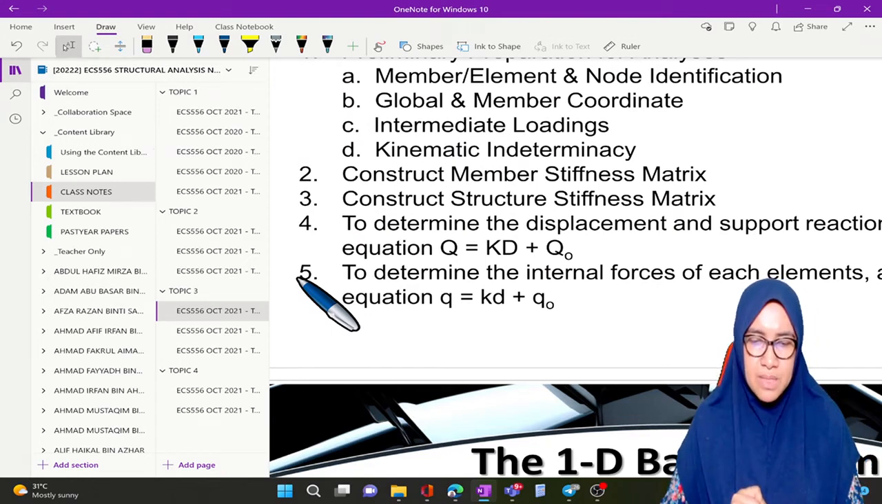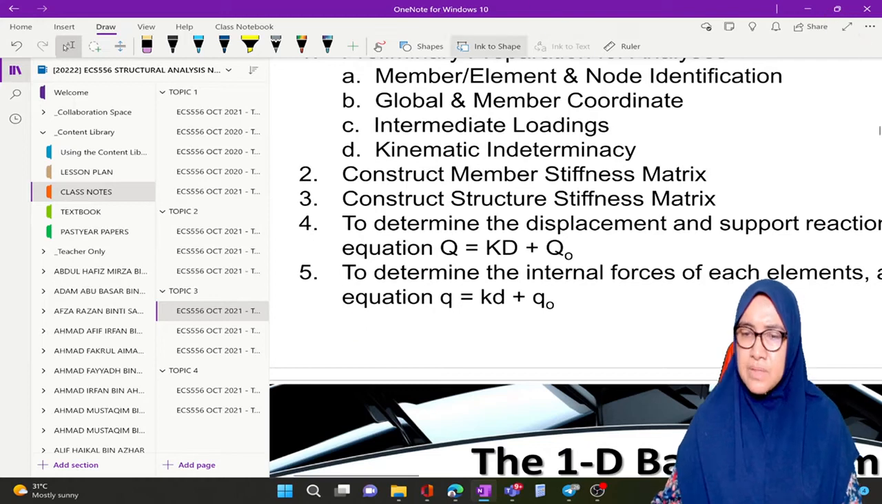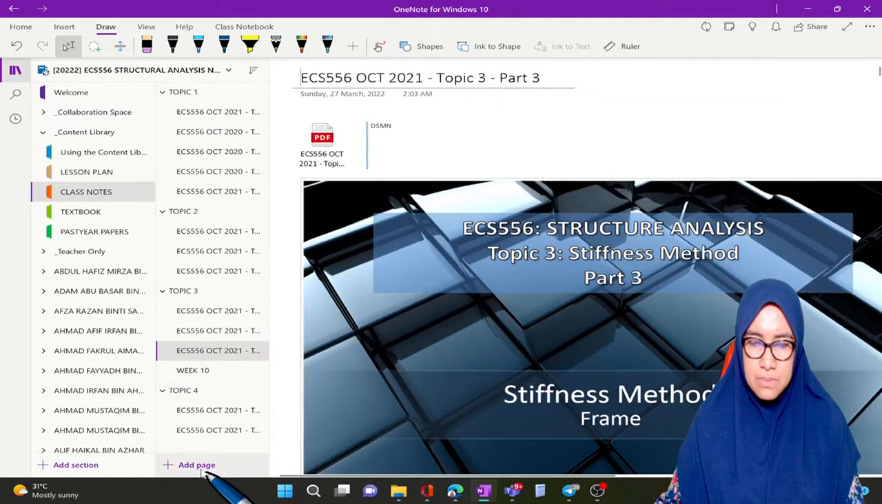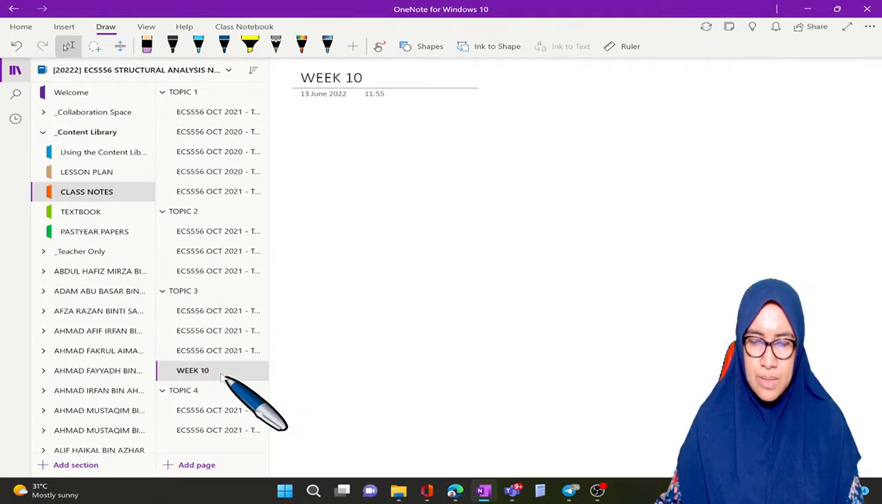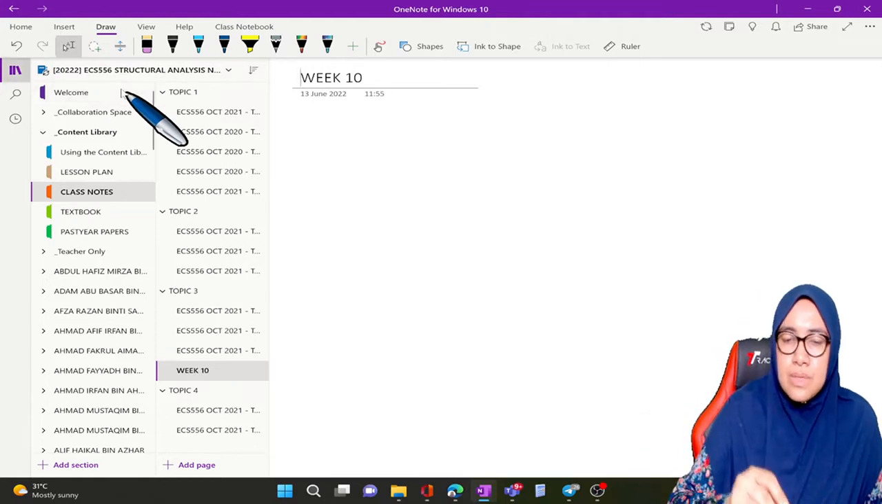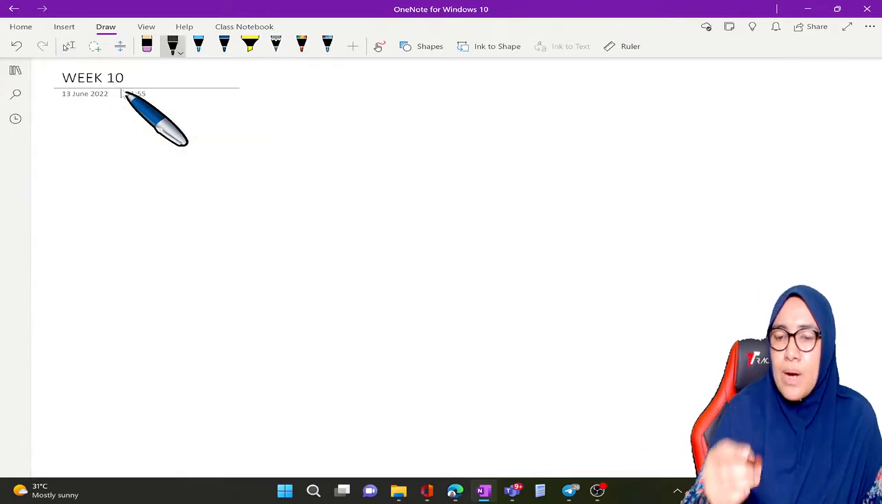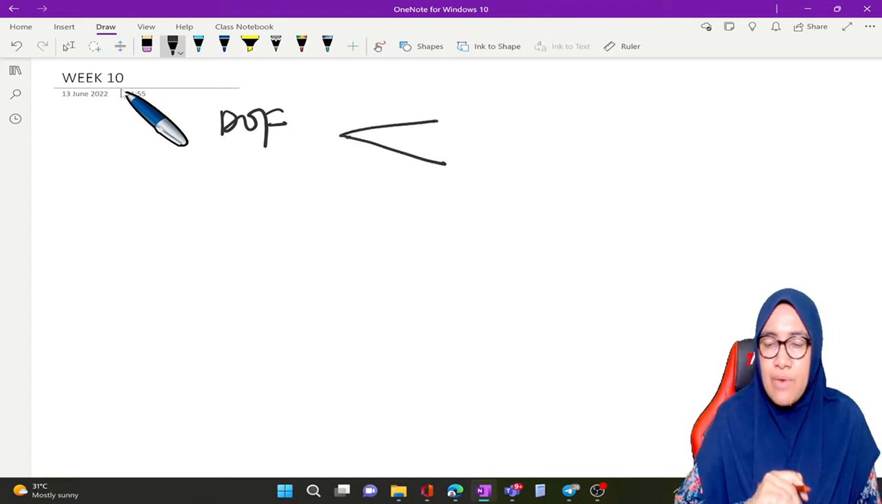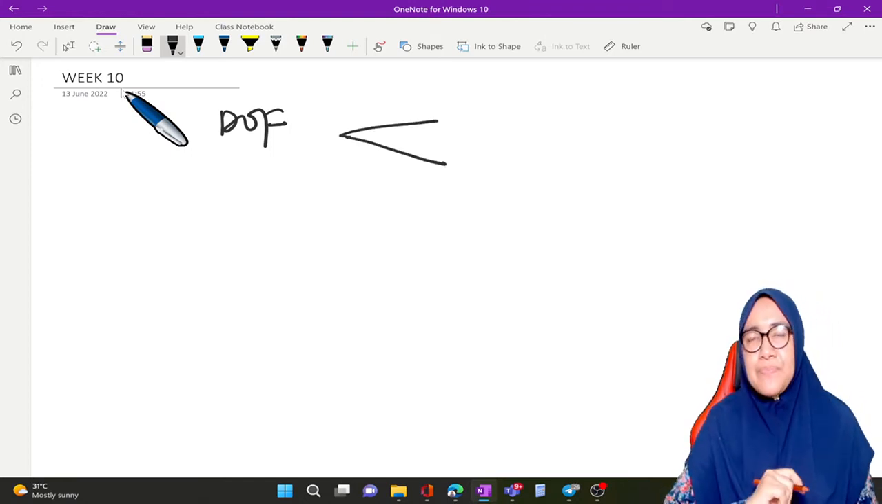This is week 10. Here, number one, the most important thing is degree of freedom. We have to identify degree of freedom under two conditions.